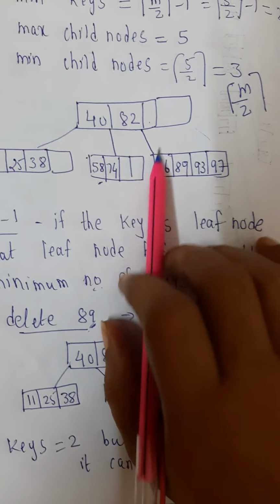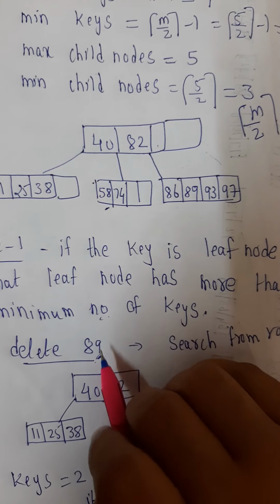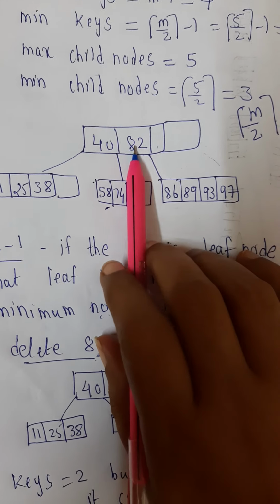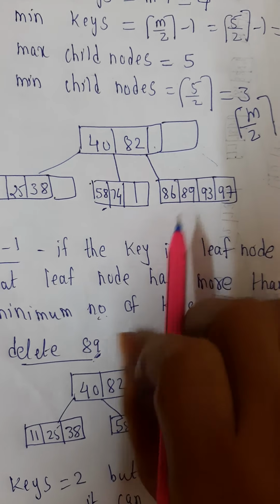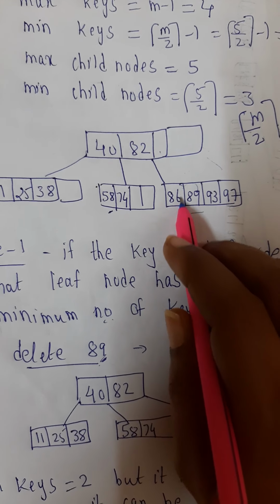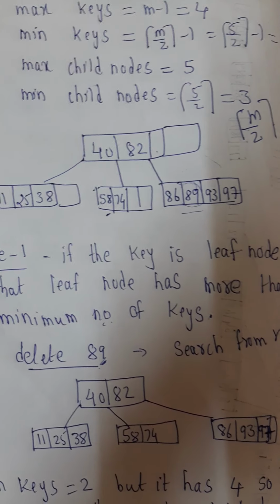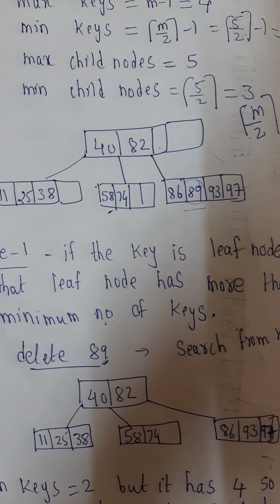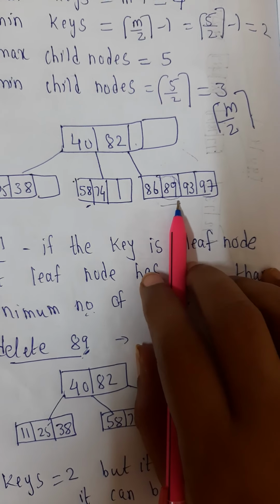The B-tree satisfies the property of binary search, so let us search first for where 89 is. 89 is greater than 82, which means it will be in the right subtree. Here you have 89, and it is in a leaf node. Now when you want to delete an element from a leaf node, again we have different cases.